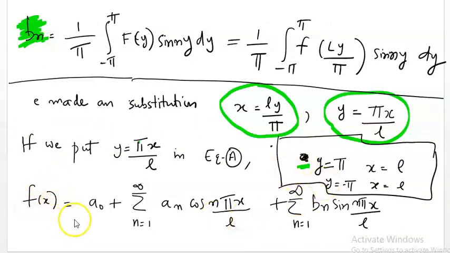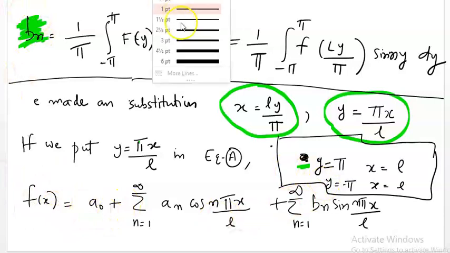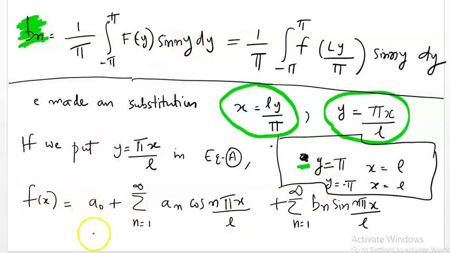So we will be getting f of x as equal to a0 plus sigma n equal to 1 to infinity an cos n pi x by L. Similarly here, sigma n equal to 1 to infinity bn sin n pi x by L. So this is our f of x.